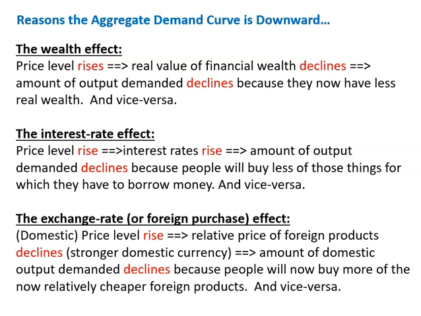The interest rate effect suggests that if the price level increases, because of some causal factor pushing it up, then the interest rate increases, which in turn causes the output demanded to decline, because people will borrow less money to purchase those goods and services. The exchange rate effect suggests that if the domestic price level increases, then the relative price of foreign products will decline because of a stronger exchange rate for the country's currency, which in turn will cause more purchasing of foreign products, and less of the domestically produced goods and services. These are the stories that are told for a downward sloping demand curve.